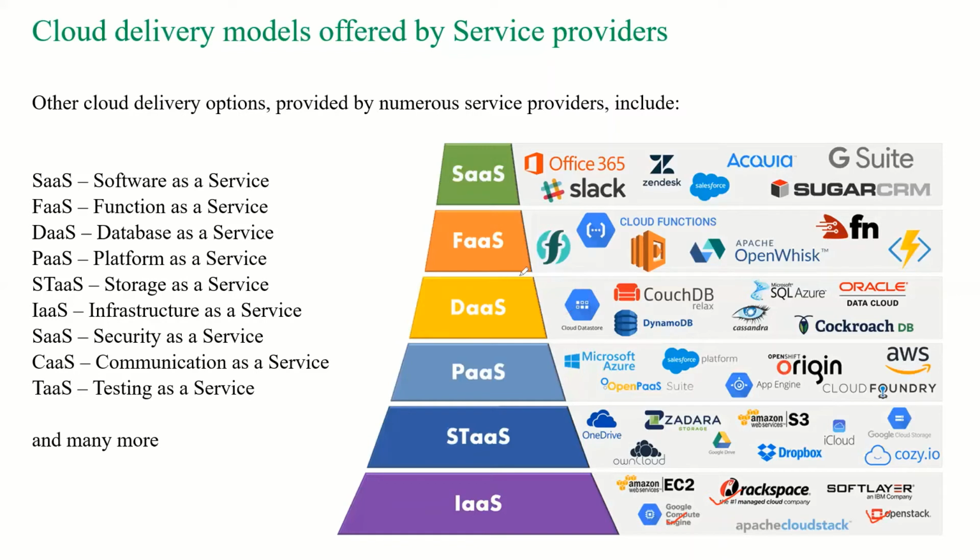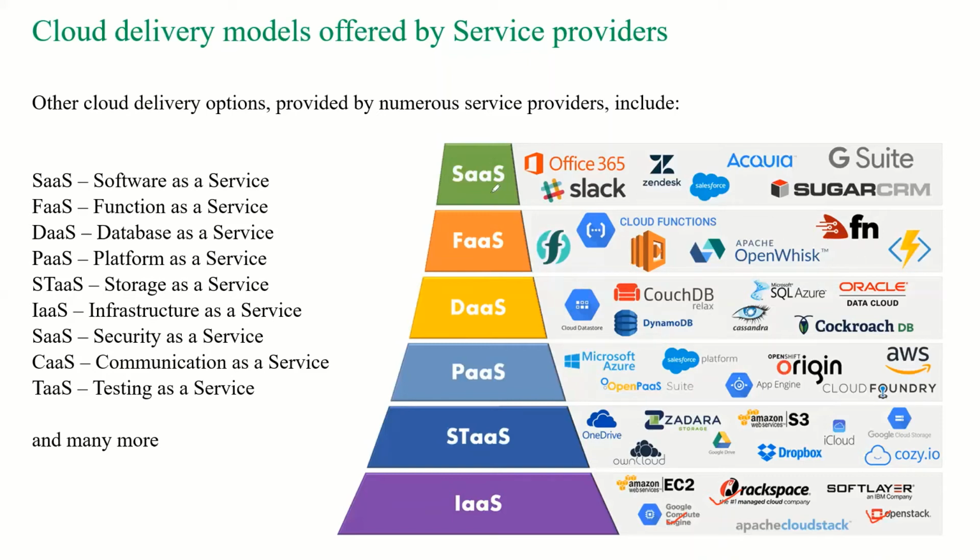Next comes function as a service. You can see some of the function as a service offerings. It is available from Apache. It is available once again from AWS. Each and every delivery model is meant for a specific task or a specific purpose.